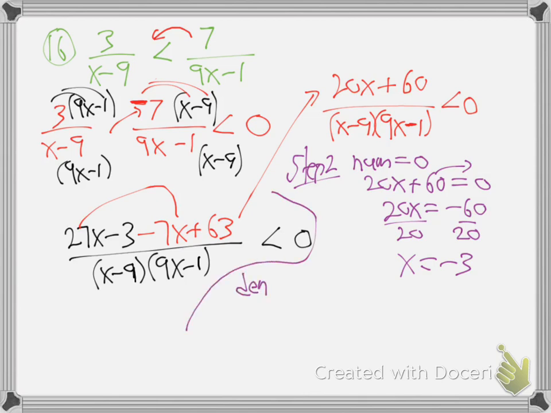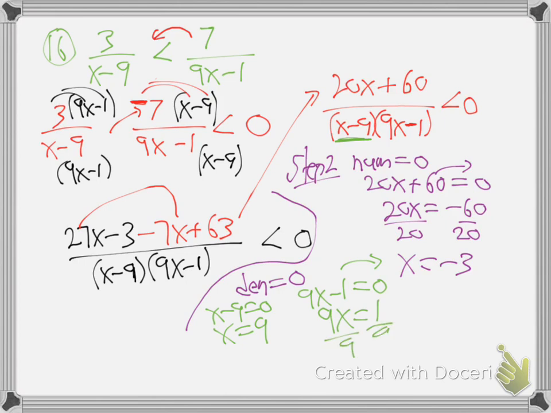Now the denominator, it's already factored, equals 0. For the denominator, the x minus 9 piece, that's easy, x is just 9. The other piece, 9x minus 1 is 0. Move the 1 over, 9x is 1, so x is 1 divided by 9. So 9 and 1/9 are both going to be verticals, and negative 3 will be an x-intercept. I think this is probably the hardest problem in the section.